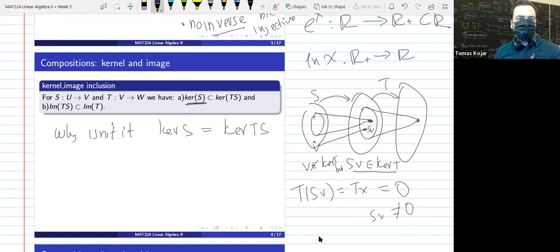Isn't it supposed to be kernel of ST instead of? So, I mean, what? No. So what happens, right? This is the U, this is V, and this is W. So S takes U to V, and then T takes V to W. Yeah, is that okay, Ismail?